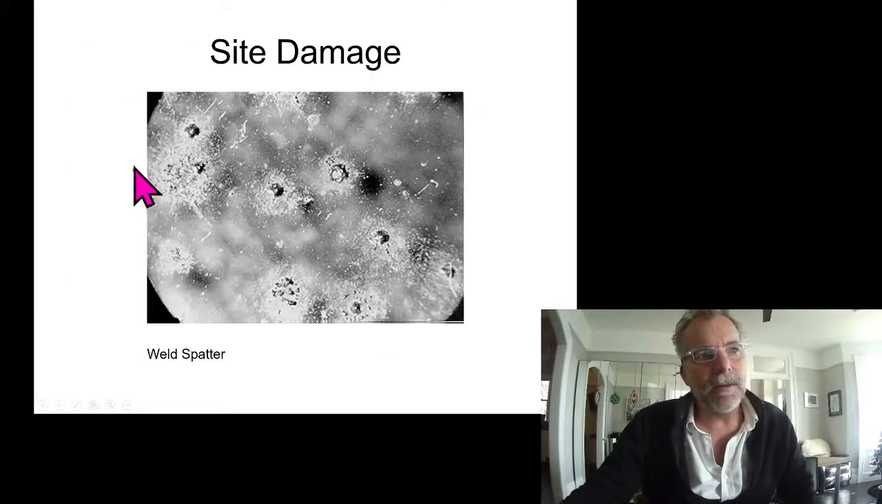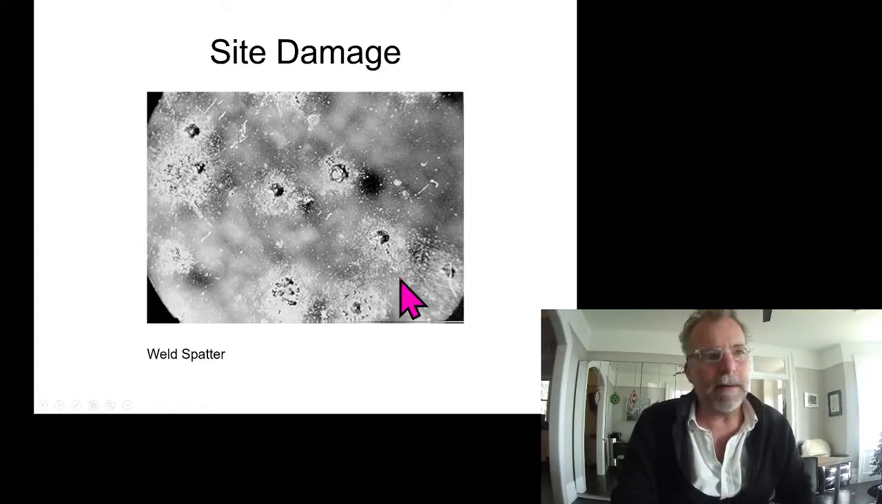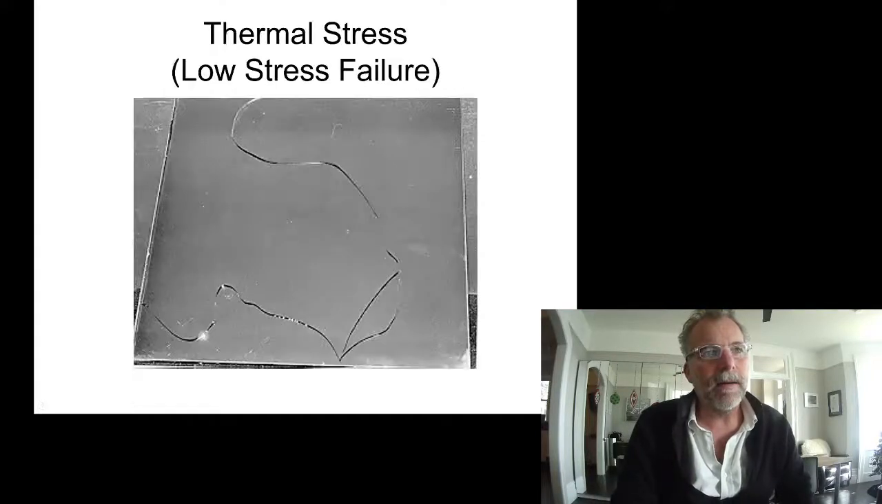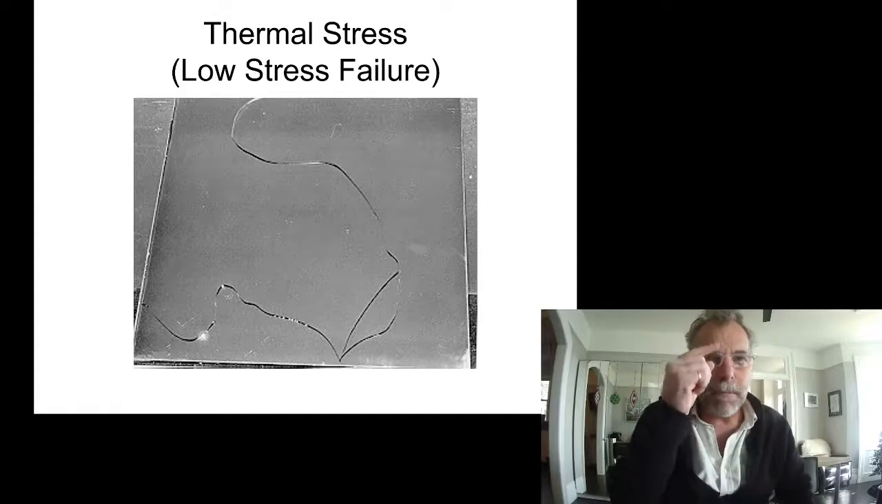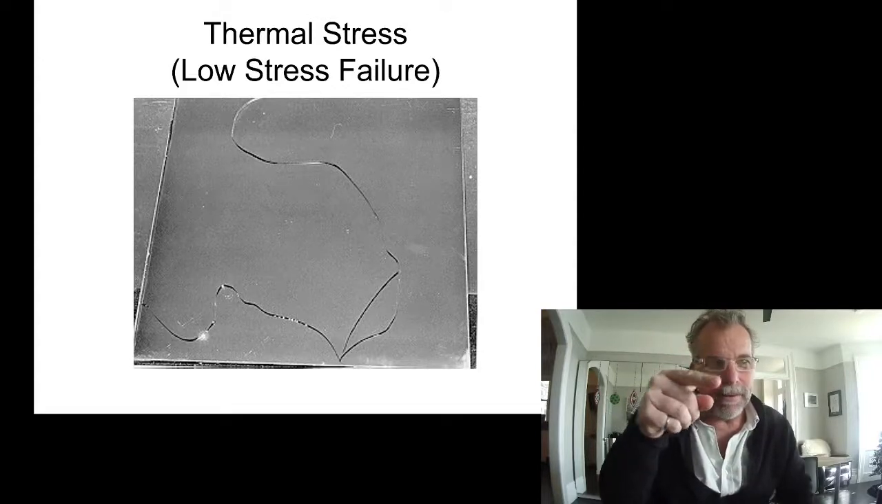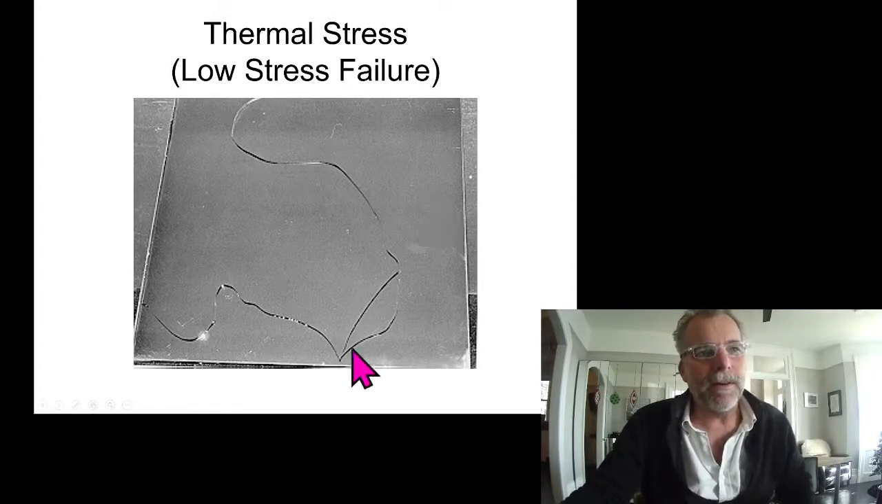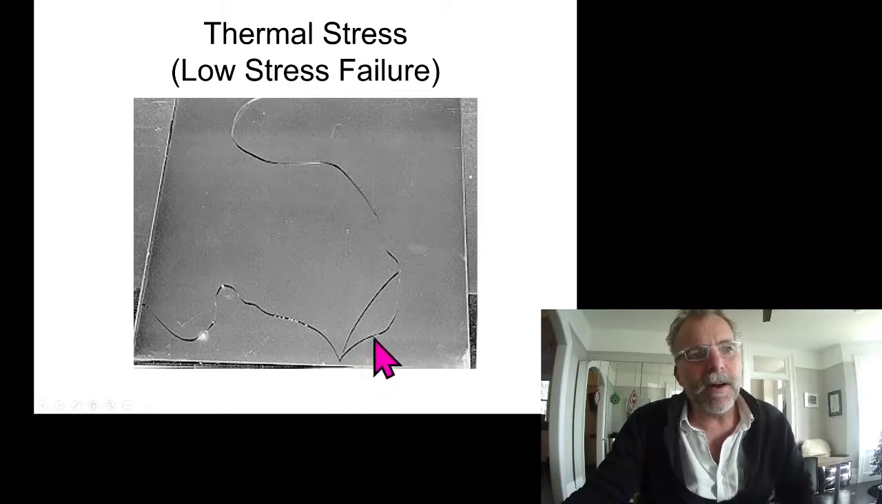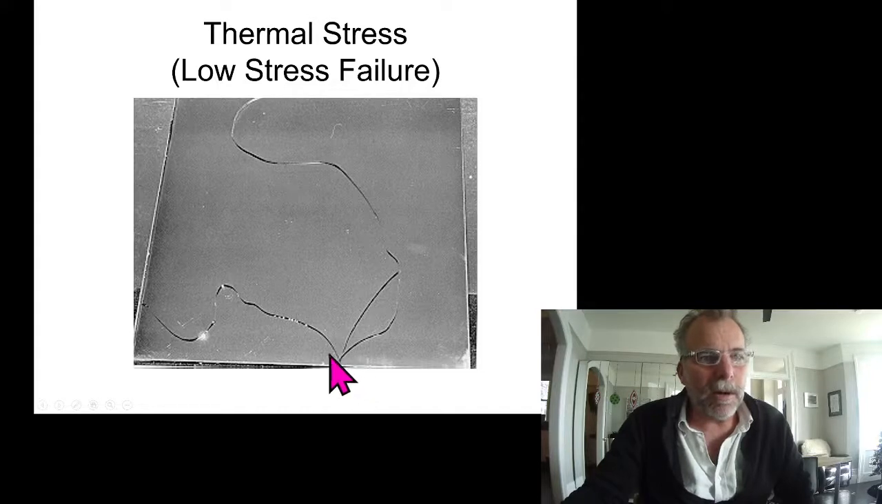Site damage. So this is weld spatter. This is the one, memorize, burn this into your head. This is a thermal failure. Thermal failure is characterized by meandering cracks. They will start at the point of high thermal stress, and they will meander away from that point.